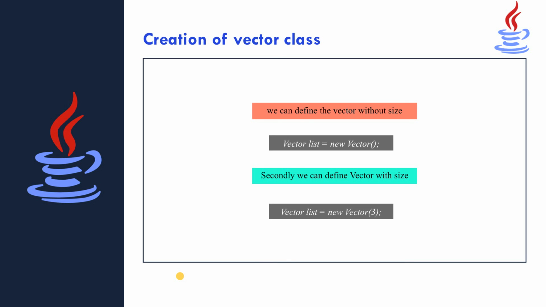There are generally two ways to create vectors. The first way, we can define a vector without size: Vector list is the object equal to new Vector. New is the keyword which is used to create a new object. The default size of a vector is 10. Secondly, we can define the vector with size: Vector list is equal to new Vector, and we define the vector size as 3. So generally there are two ways of creating a vector.